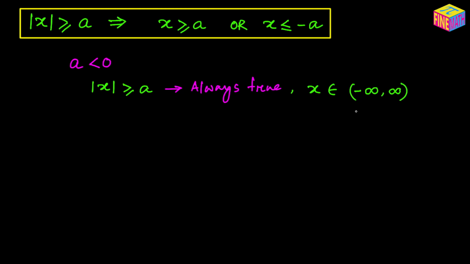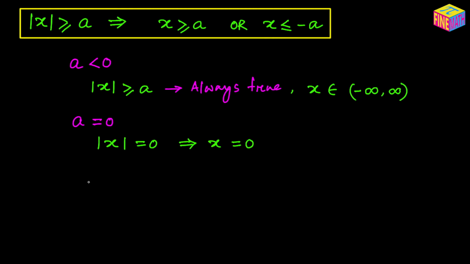You can try any real value of x, you will see that this is coming out to be true. Now let's take a equals 0. Well, when a equals 0, modulus of x definitely must be equal to 0. This would imply that it is possible only when x is equal to 0. So the solution here is that if modulus of x is equal to 0, then x is equal to 0.